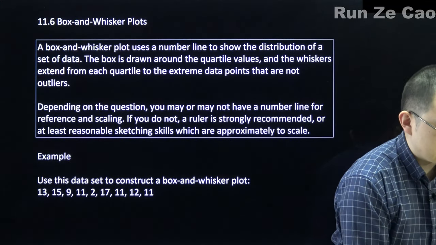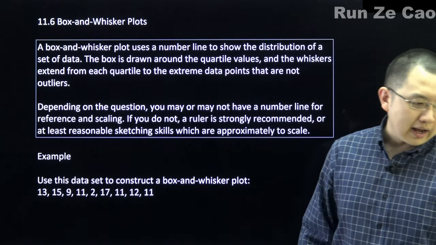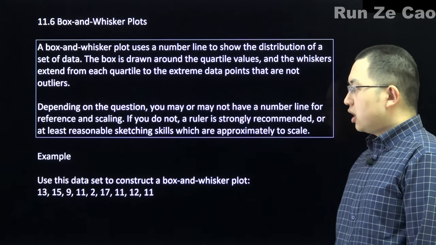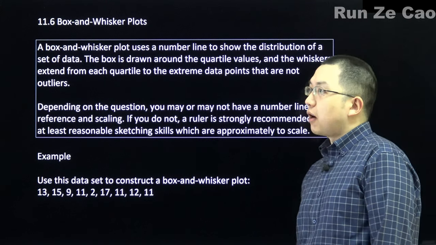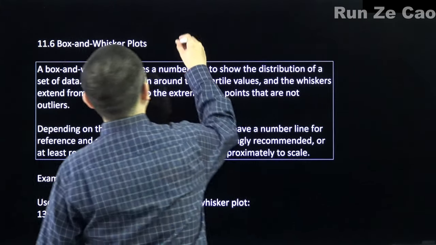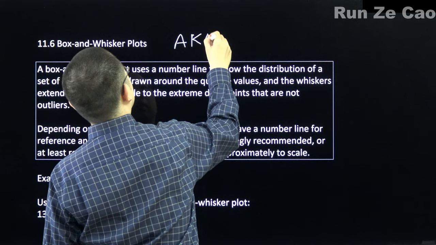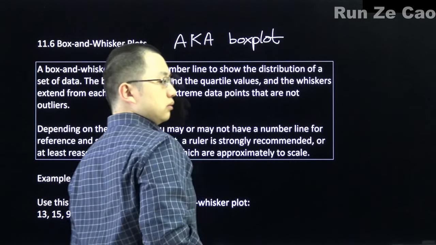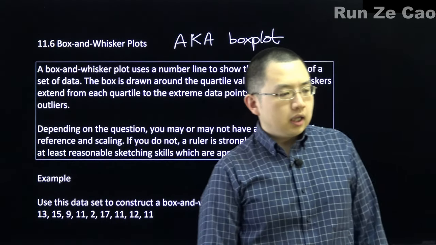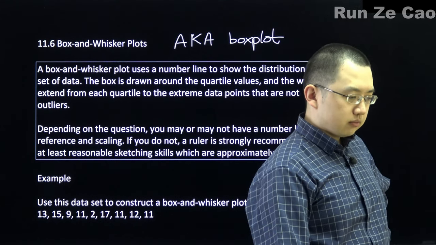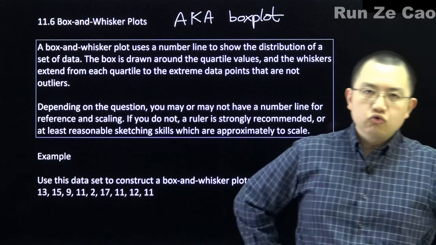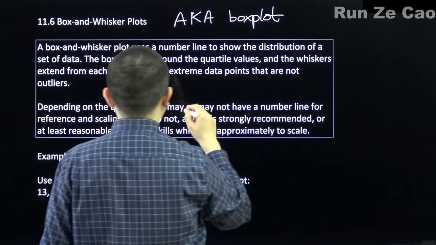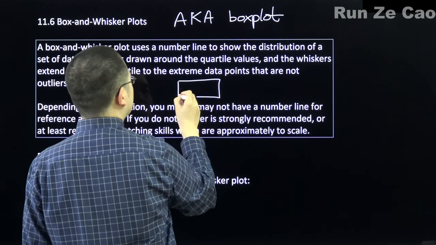A box and whisker plot uses a number line, which, by the way, depending on the question, you may or may not have for reference and scaling, which means your box and whisker plots, also known as box plots, by the way. A box plot uses a number line, usually, to show the distribution of a set of data. You draw the box around the quartile values, and the whiskers extend from each quartile to the extreme data points that are not outliers. So like this.